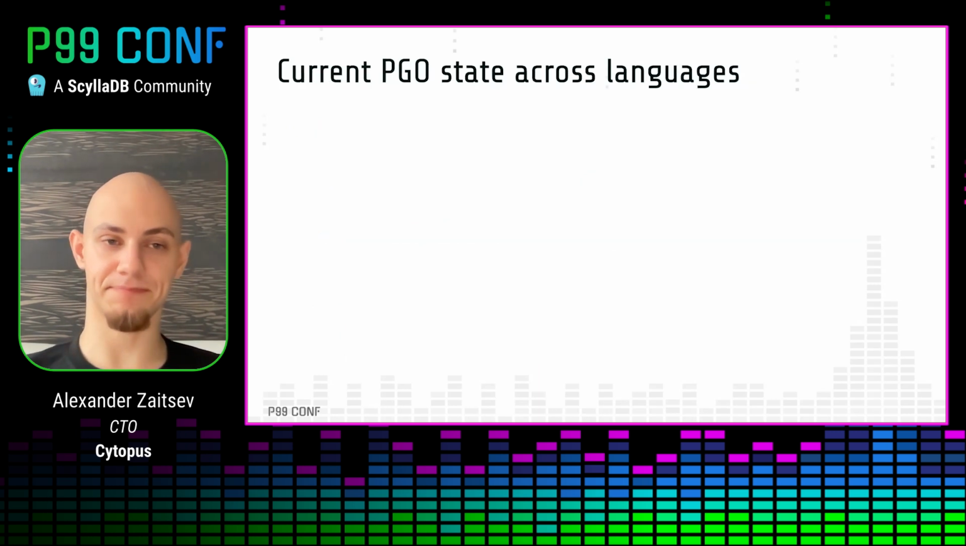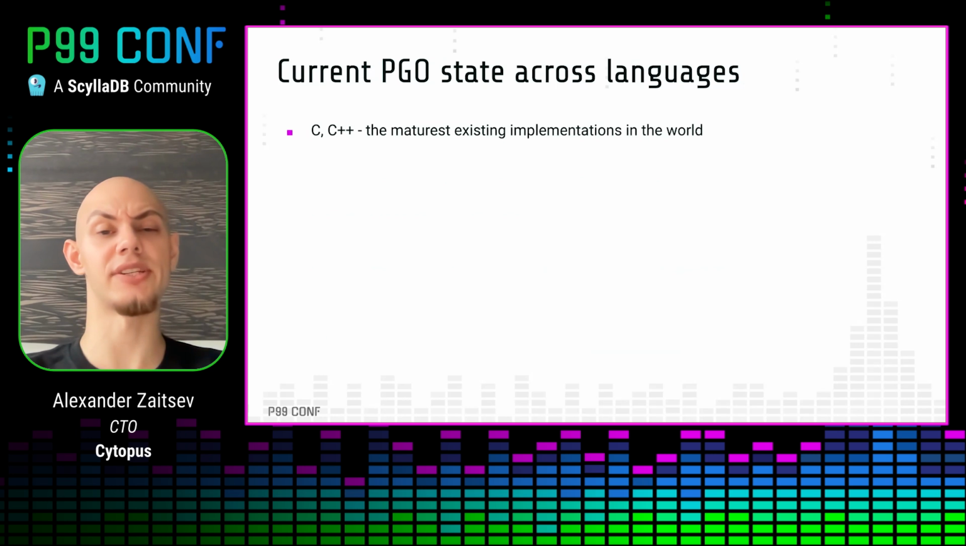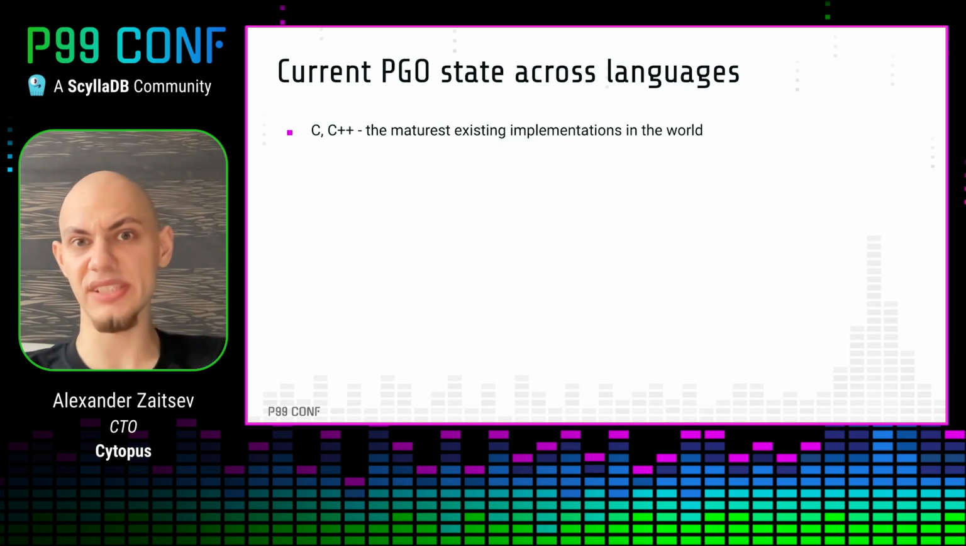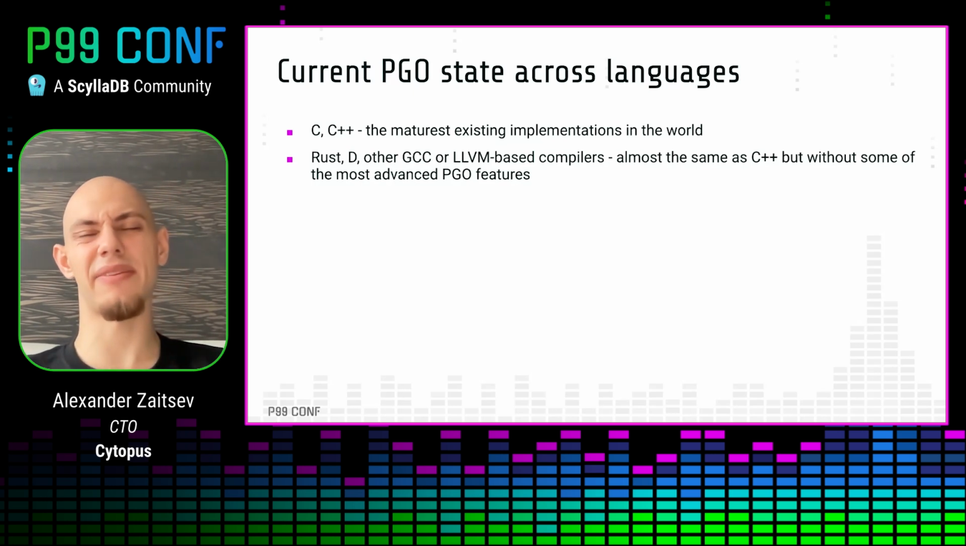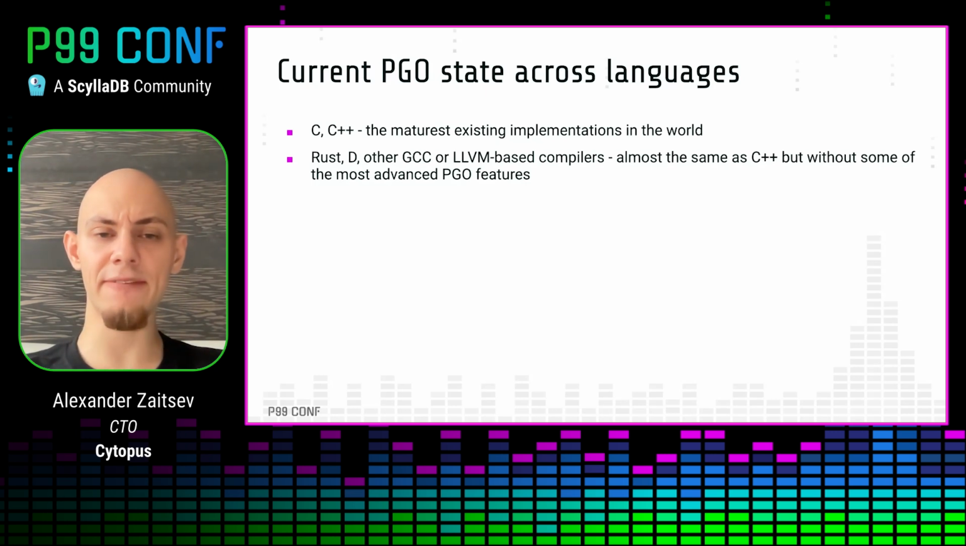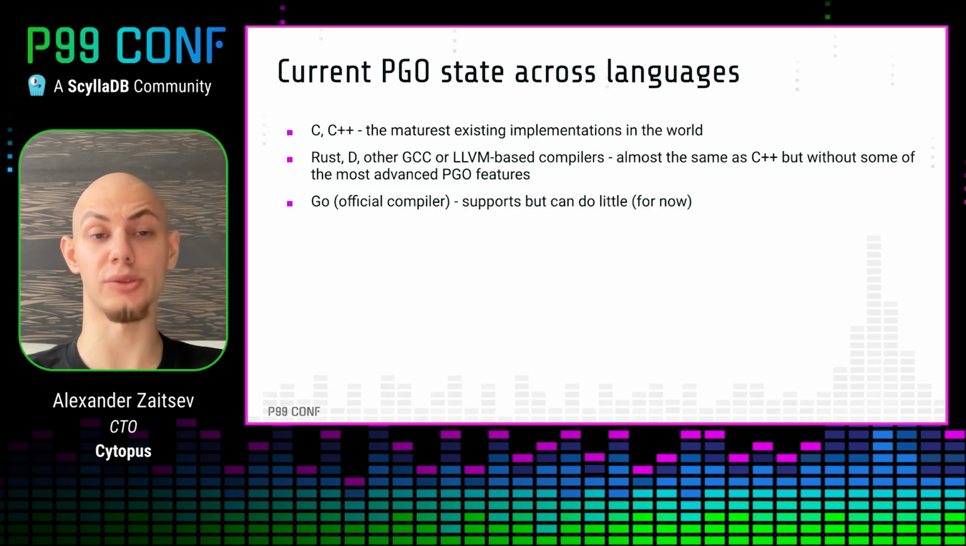It depends. So what about current PGO state across languages? C and C++ have the most mature existing implementation in the world, because Google invested a lot of money into the implementation, because Google is the largest C++ user in the world. Rust, D, and other GCC or LLVM-based languages and compilers are almost the same as C++, but without the most advanced PGO features like context-sensitive intermediate representation PGO. It's not critical, but anyway, I hope someday these advanced features will be backported to these technologies too.